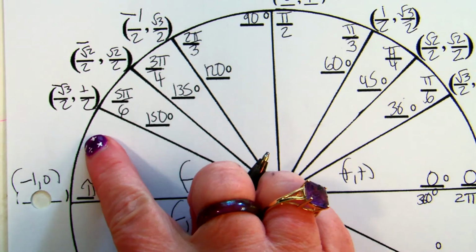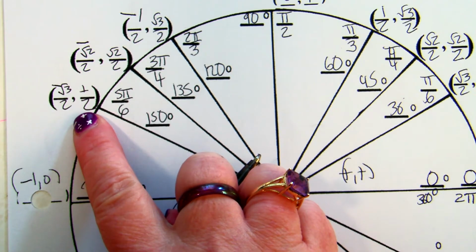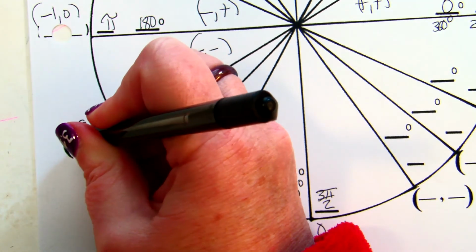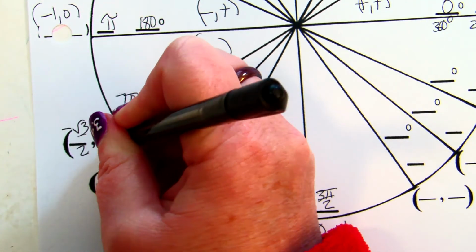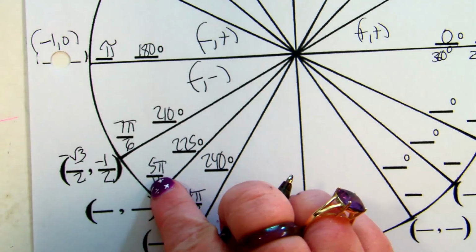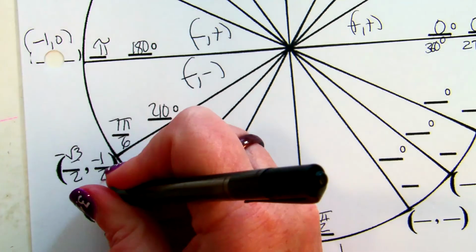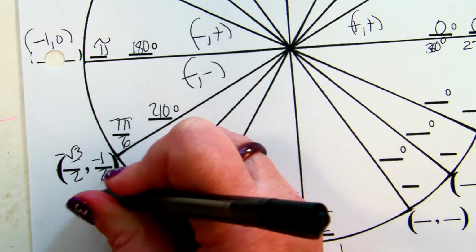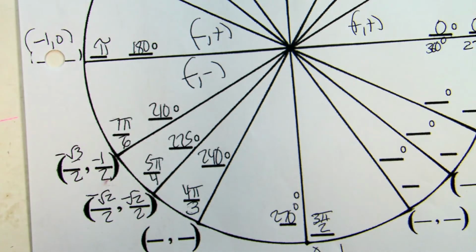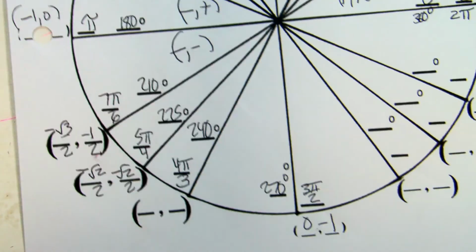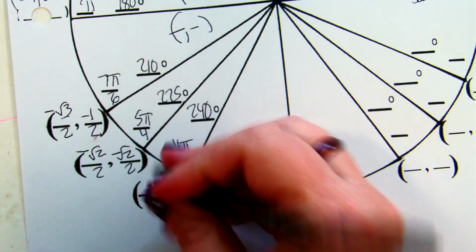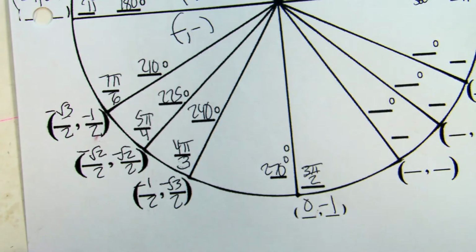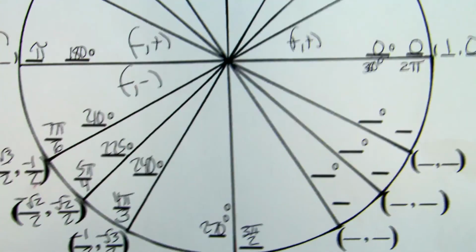So right here, it's rad 3 over 2, 1/2. So it's going to be negative and negative. Negative rad 3 over 2, negative 1/2. The 45 degree angles, the pi over 4s, are always rad 2 over 2. And they're both going to be negative. And then the pi over 3s, it's 1/2, rad 3 over 2, and they're both negative. And then we go to the last quadrant.